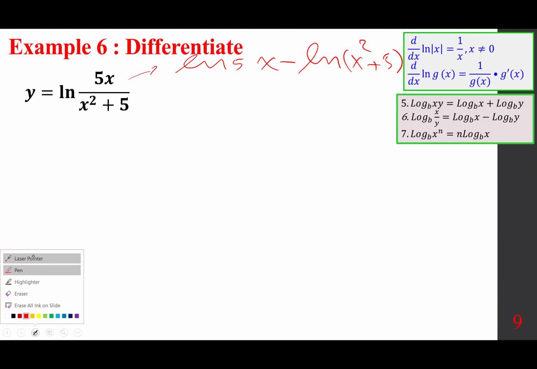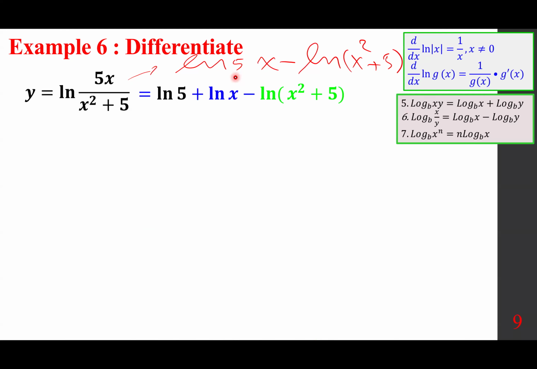Then you notice that this one, ln of 5x, we can use the product rule and write it as ln of 5 plus ln of x. ln of 5, because it's a number, gives you 0. ln x, of course, is 1 over x. So y prime is 0 plus 1 over x. Minus, now we are going to go with ln of g of x, so flip this over: minus 1 over x squared plus 5. The derivative of that would be 2x, the derivative of x squared plus 5. And we're done with calculus.